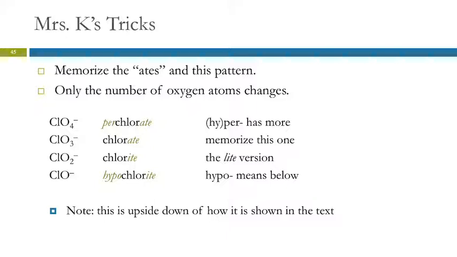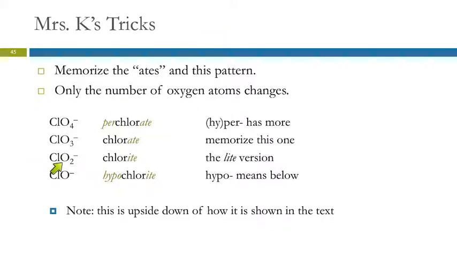So this summarizes kind of my trick way of doing this. So you memorize the ates. That would be things like chlorate, nitrate, sulfate, phosphate, the ones that end in ate. You memorize those. So here's chlorate. We're going to memorize that one. And then we can sort of derive the other ones just by looking at the prefix and suffix and what those mean. So this is chlorate. If we add another oxygen, the charge doesn't change, just the subscript on the oxygen. We're adding another oxygen, we're going to call that perchlorate because it's hyper, it's got more.